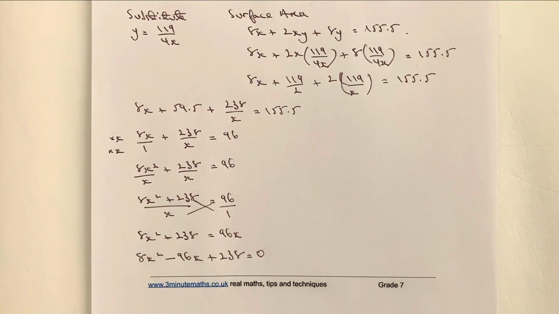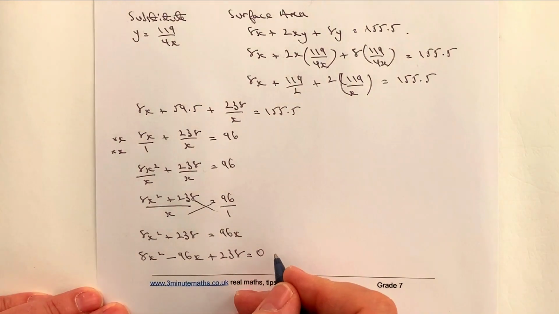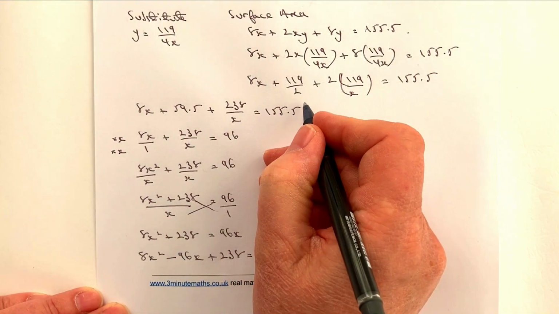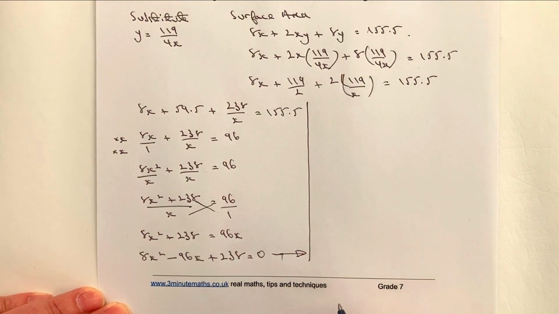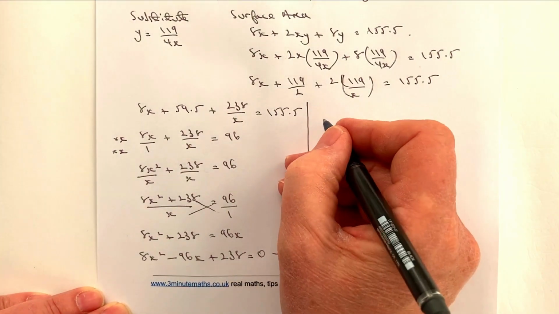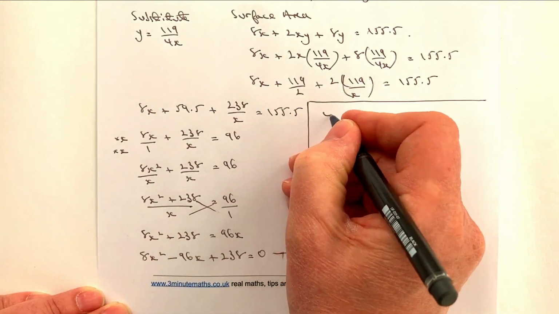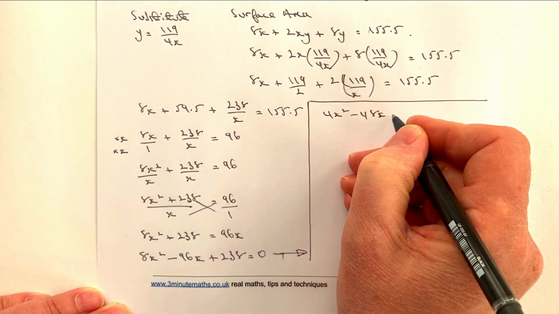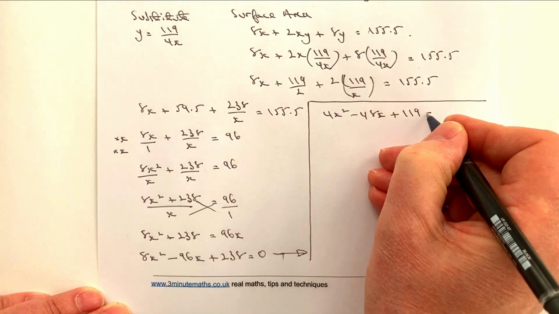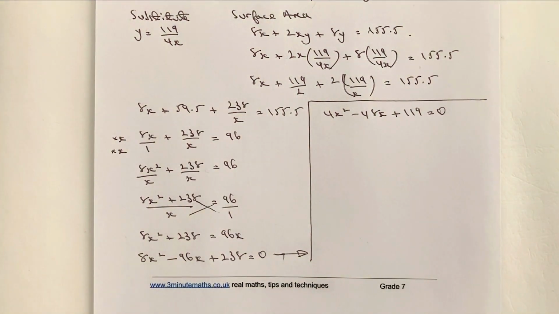Okay, good. It's still not quite there because it would make my life a whole lot easier if I reduce these numbers a little bit. So what I'm going to do is split this in two. I'm going to rewrite this as 4x squared minus 48x plus 119 equals 0. And that's where the rubber meets the road. That's what we've got to do to factorise. And all I've done there is divide everything through by 2.